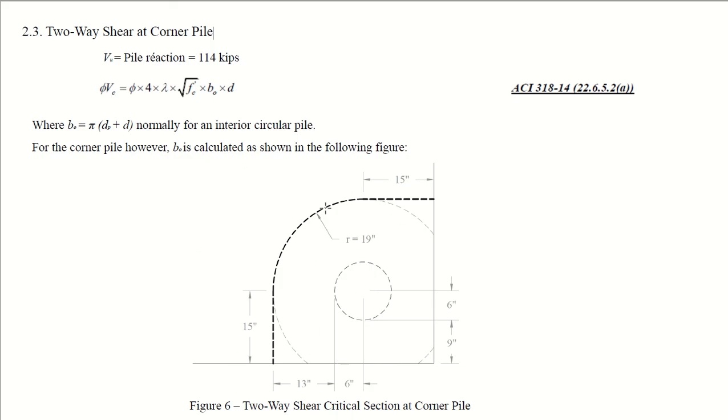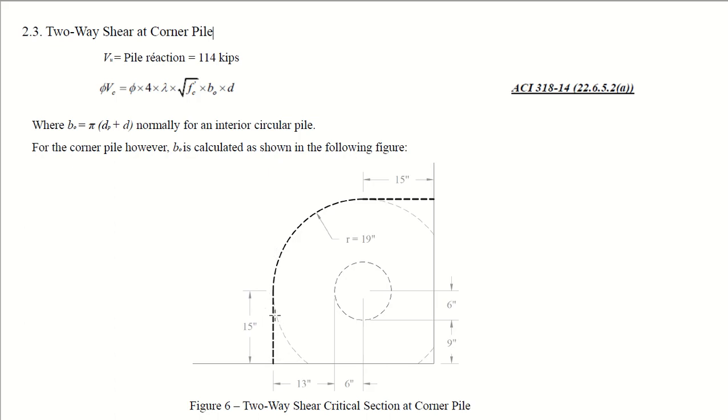Okay, so see this circle, it has a radius of 19 inches. However, when it reaches the center of the pile, you have to extend it as a straight line. Similarly, this circle, when it reaches the center line of the pile, you have to extend it as a straight line. Okay, so what is your critical parameter? Your critical parameter is this line, the one which is highlighted.